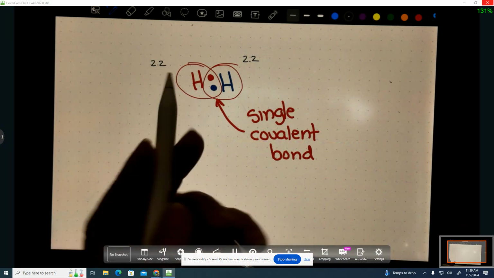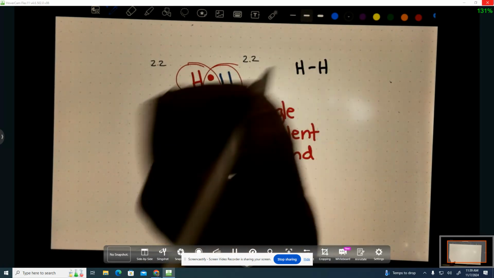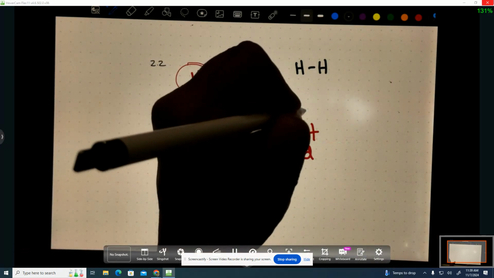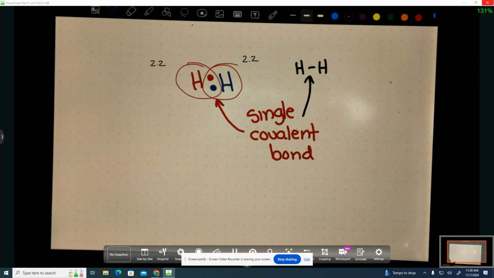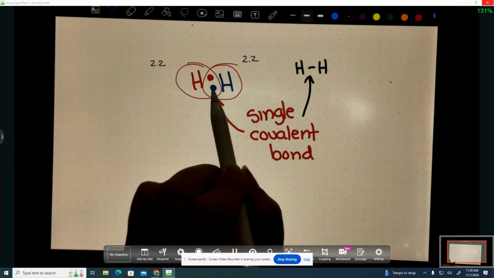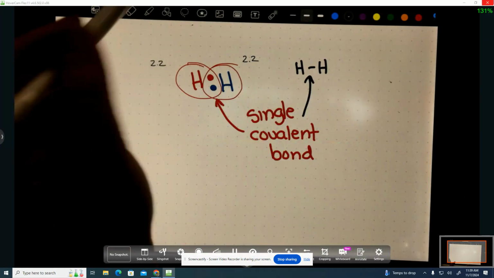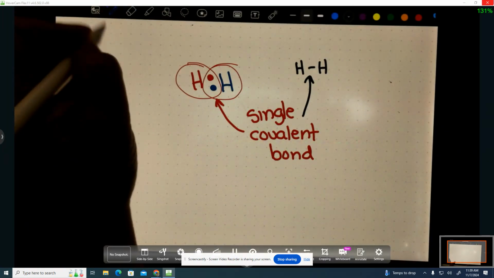Now this thing is going to get messy if we draw it like that all the time. So what we can do is we can draw one little line. That little line is also a single covalent bond. It's just another way of drawing it. This is with the dots, this is without. Okay? Now you can draw what H2 is going to look like.